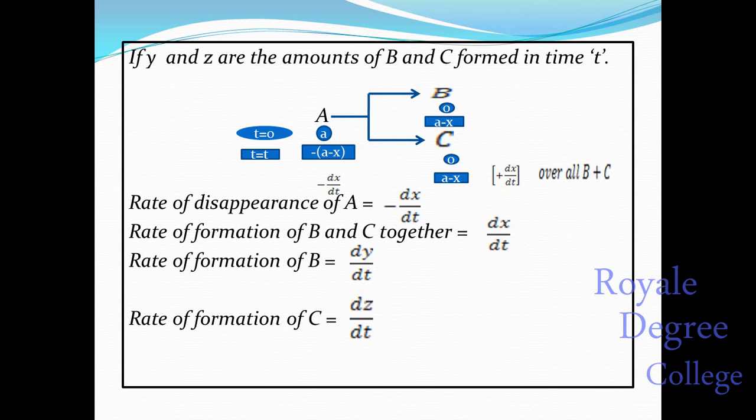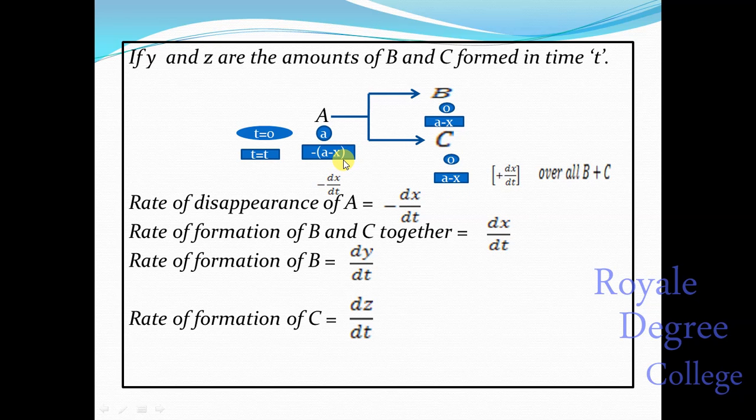So if Y and Z are the amounts of B and C after the time t. Here you can see A. Initially, the concentration of A is small a, the initial concentration of B is 0, and the initial concentration of C is 0. Okay. At the time t, the concentration of C is z, the concentration of B is y, and the concentration of A will be a minus x.